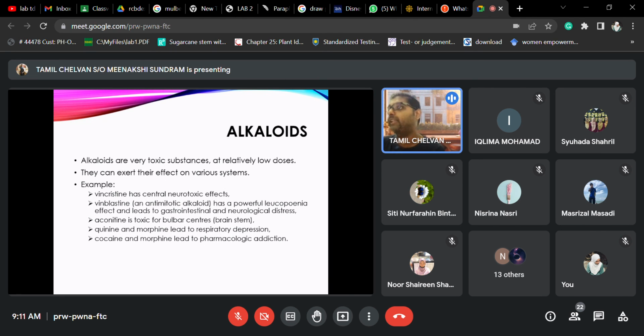Okay, alkaloids are very toxic substances at relatively low dose. So even at low dose, they are very toxic. They can exert their effect on various systems. Example, vincristine has central neurotoxic effect. Vinblastine has a powerful leukopenia effect and leads to gastrointestinal and neurological distress. Aconitine is toxic to bulbar centers. Quinine and morphine lead to respiratory depression. Cocaine and morphine lead to pharmacological addiction. So these are the different importance.